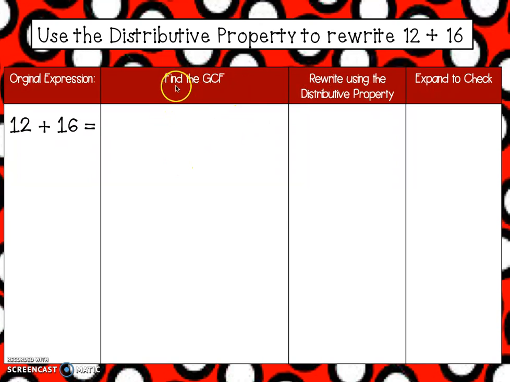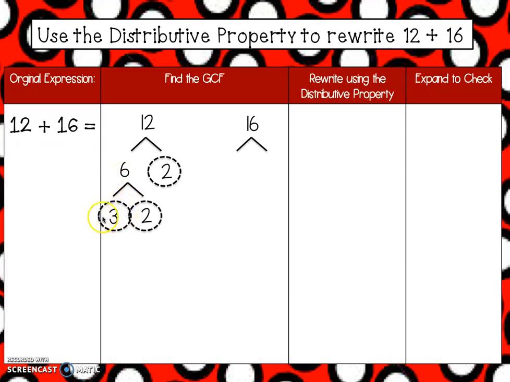So to find the GCF, we make our factor tree. So we have 12 at the top of one and 16 at the top of the other. So two numbers that we can multiply together to give us 12 are 6 and 2. We know that 2 is prime, so we circle it. And then we can multiply together 3 and 2 to give us 6. 3 and 2 are prime, so we circle both of those.